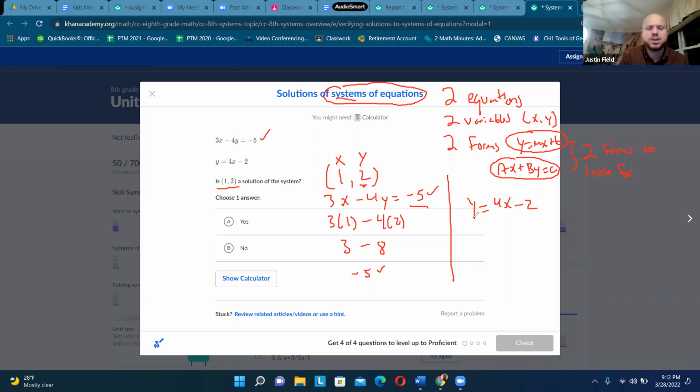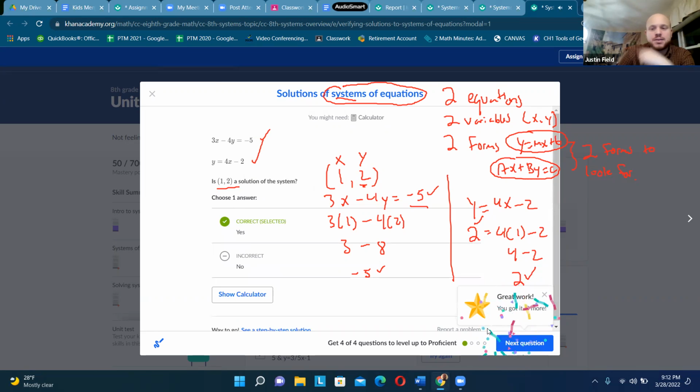Y equals 4x minus 2. Substituting our point (1, 2) into that, we would get 2 equals 4(1) - 2. 4 times 1 is 4, minus 2. 4 - 2 is 2. And the 2 matches the 2. So that means it is a solution to this one as well. Okay, so let's just say yes. You see, it worked. All right, so that means that (1, 2) is the solution to the system.